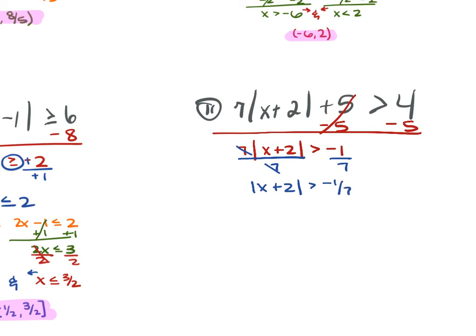Ask yourself if this is possible. The absolute value of anything is a positive number. So is it possible for a positive number to be greater than negative 1/7? It's always possible. So since it's always true, we have infinitely many solutions, or just all real numbers. So you can give me that double-backed R for all real numbers.